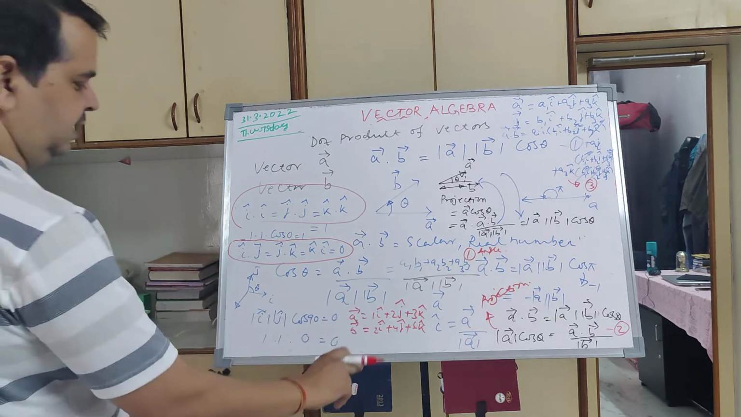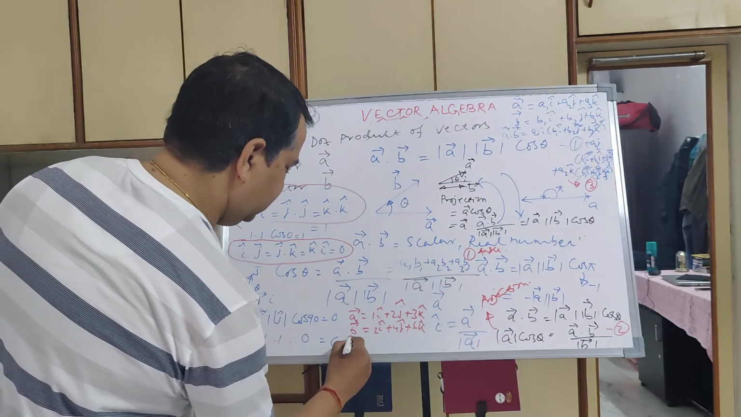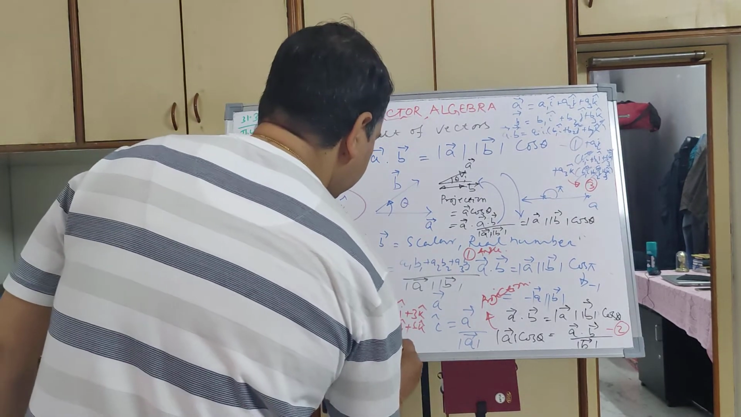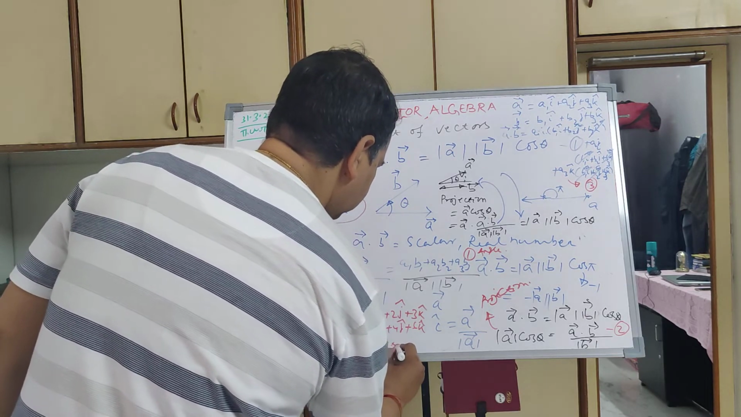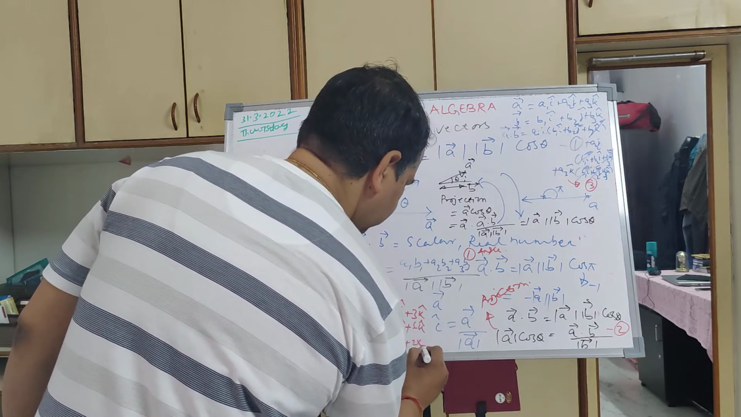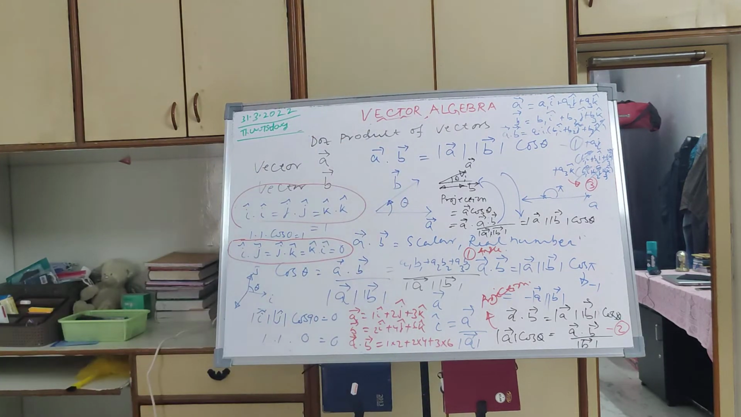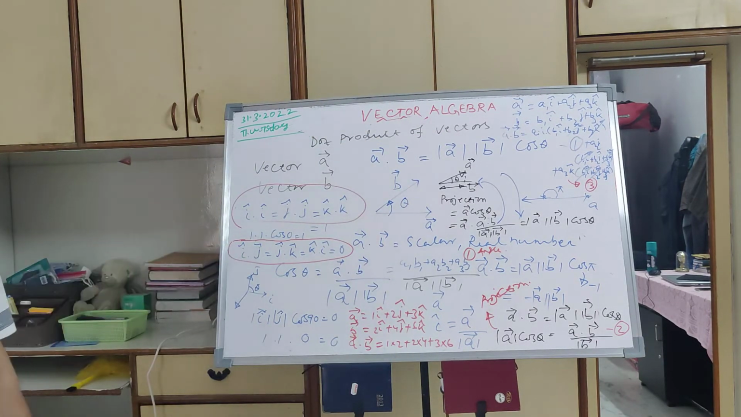So in this case, A dot B is equal to A1 B1, which means 1 into 2, plus 2 into 4, plus 3 into 6. So this is A dot B. Okay, so the homework for you is to find out the angle between A and B.